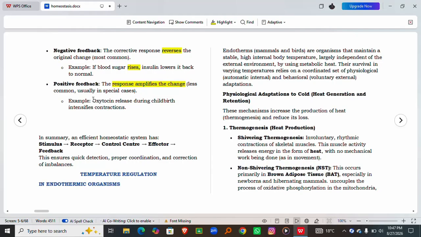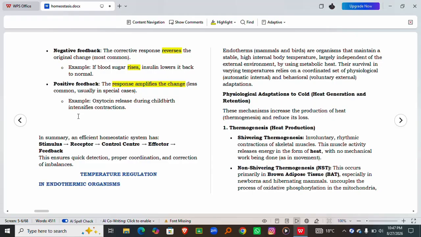This can also be seen in blood clotting. When platelets accumulate or clump around an injured point, it will cause even more platelets to come and clump around that area, resulting in healing.